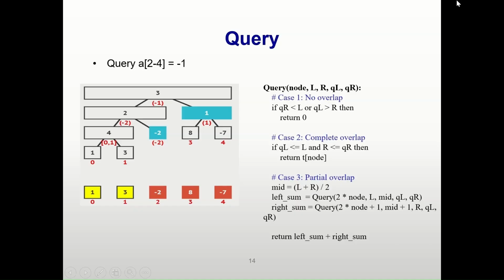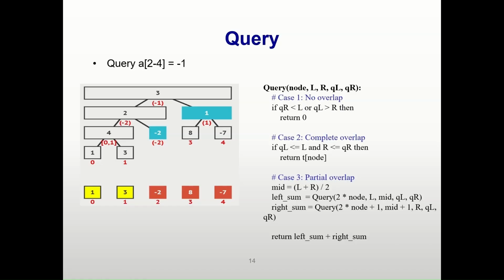The query function checks if there is overlap or not. If there is no overlap, that means the segment is out of range. If the current segment is completely outside the query range, we simply return 0 because it doesn't contribute to the answer. Second case is complete overlap. In case of complete overlap, that means the portion is entirely inside the query range. In that case, we return tree of node because the segment's sum is fully part of our answer.